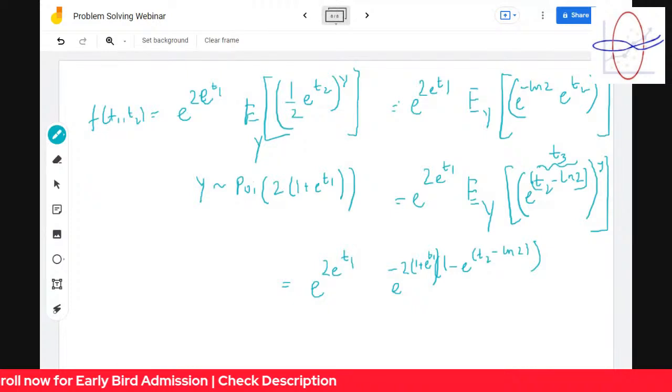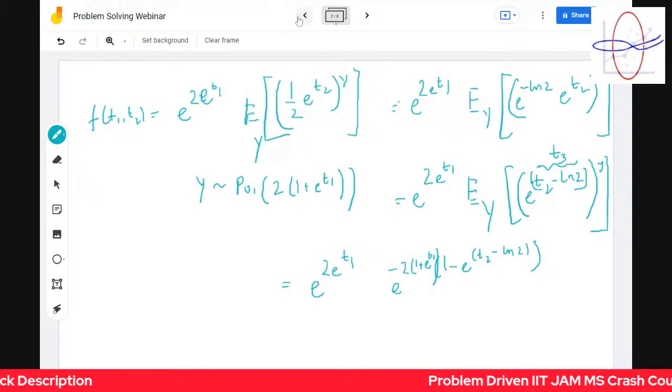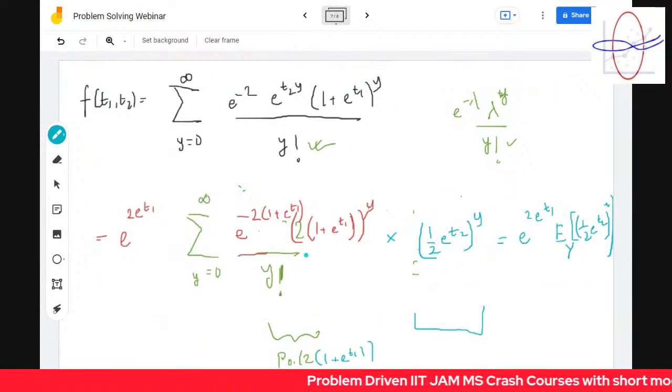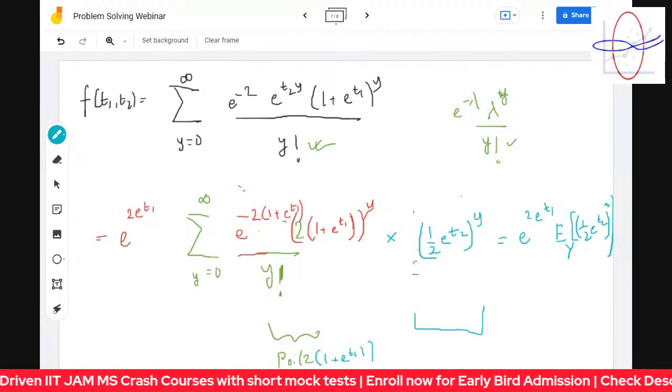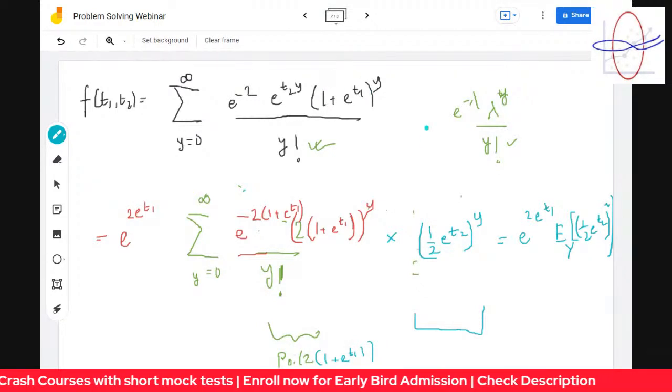So in the previous page, can you explain the last step? Yeah, which part? This one, expectation of y. So see, we understood that this is something to do with Poisson, right? We understood that. So we have to find the lambda over here.